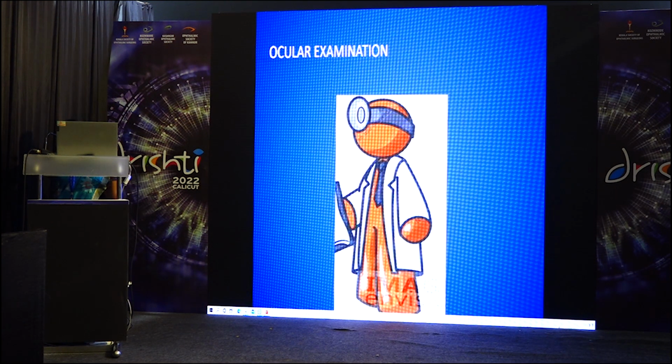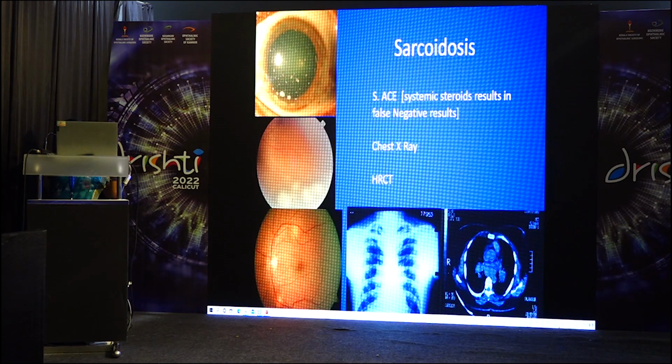Next comes the ocular examination. A meticulous slit lamp or indirect examination is a must for a uveitis workup, and that should be done thoroughly every visit. For example, in this patient, it's very clear that it's a granulomatous anterior uveitis. Fundus shows pars plana exudates and choroidal granulomas. So that was a case of sarcoidosis. The patient had raised ACE and HRCT showed hilar lymphadenopathy.